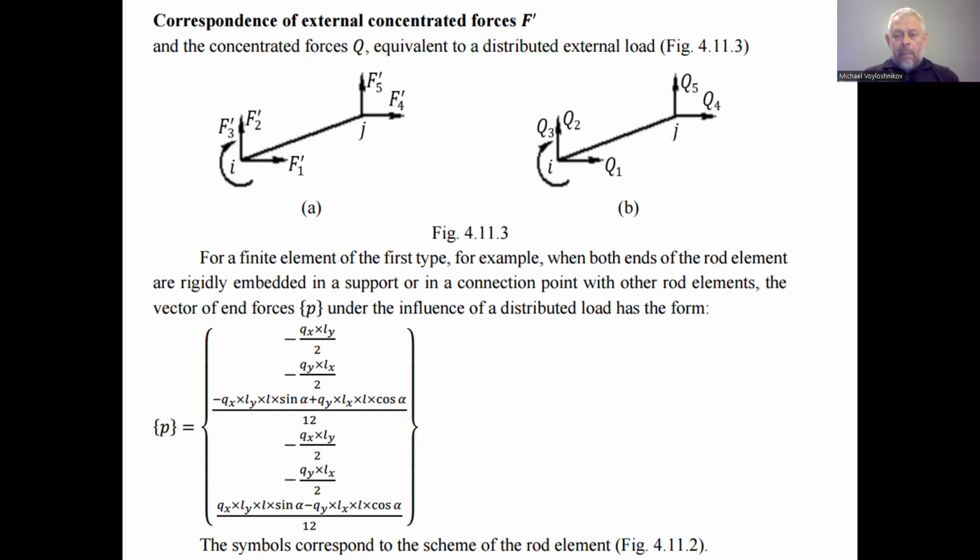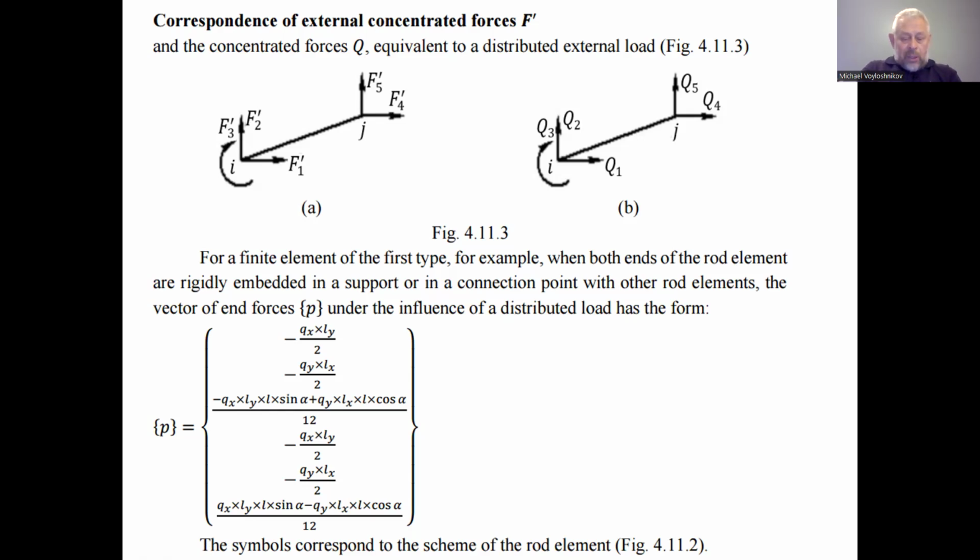The second type is the element of the mechanical system embedded at the beginning and hingedly connected at the end. The third type is the element hingedly connected at the beginning and embedded at the end. And the fourth type of the element of the mechanical system is hingedly connected at both ends, single span elements of the mechanical system. Those are the types of the finite elements of the mechanical system.